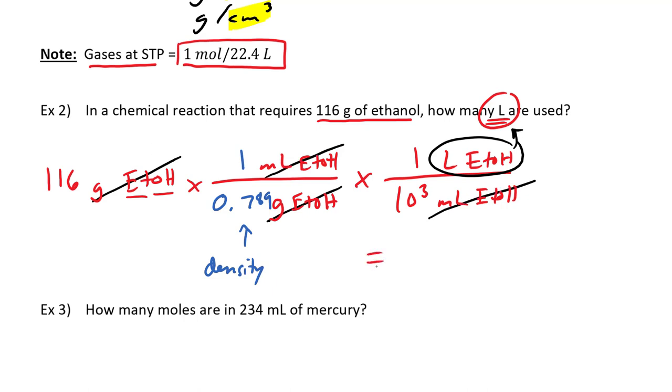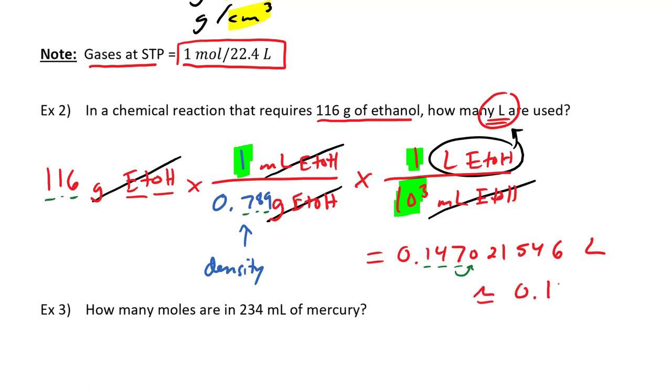Calculate now: 116 divided by 0.789 divided by 1,000. Significant digits now. These are exact. This is exact. These are measured. Three digits. Round this off to three significant digits. Approximately equal to 0.147 liters of ethanol. As you can see, we can now use density to convert between mass and volume.